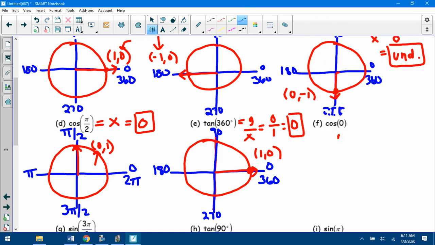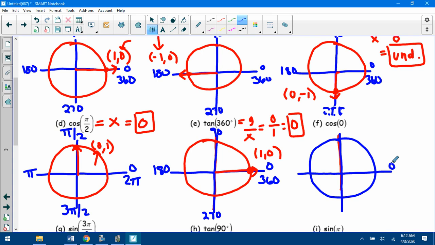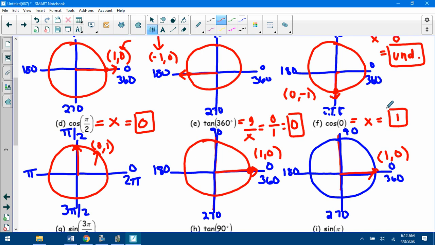All right, cosine of 0. I might not even need a drawing because we just did it on the last one, but just for now, do a drawing for all of these every time. Here's 0, 90, 180, 270, 360. 0 is right here. Same drawing as the last one, but if it's the cosine, what value am I looking for? The x coordinate, so we get 1. Any questions? Hopefully you're getting the idea.